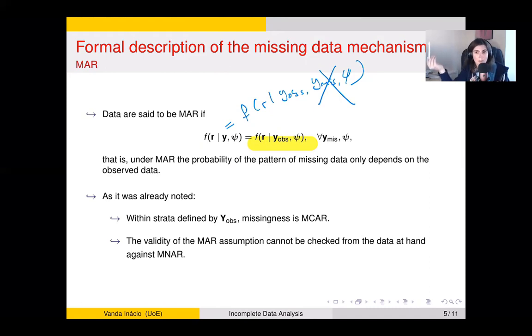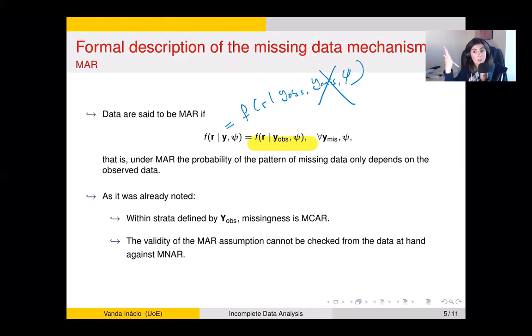But because we do not have the information about the missing values, we cannot check whether they are similar or not. So MAR is unverifiable from our data at hand. Basically, we should talk to the experts or look at historical information to try to check whether it's a plausible assumption or not. We have to live with it somehow.